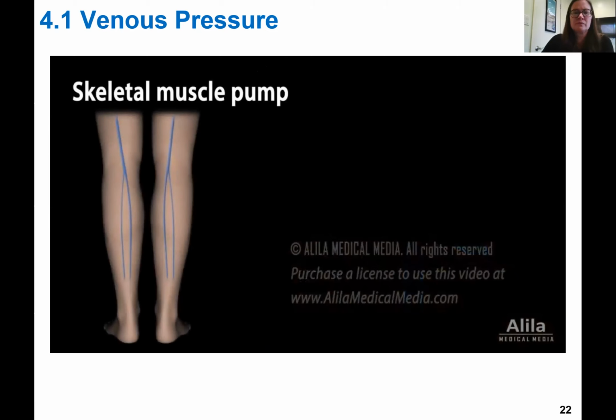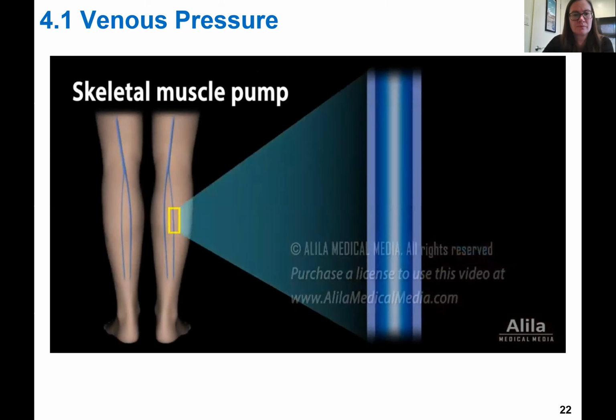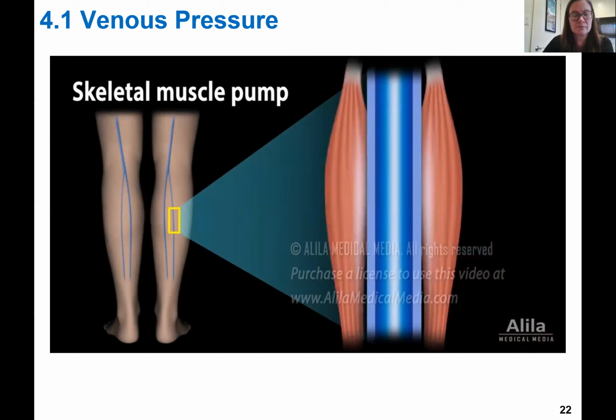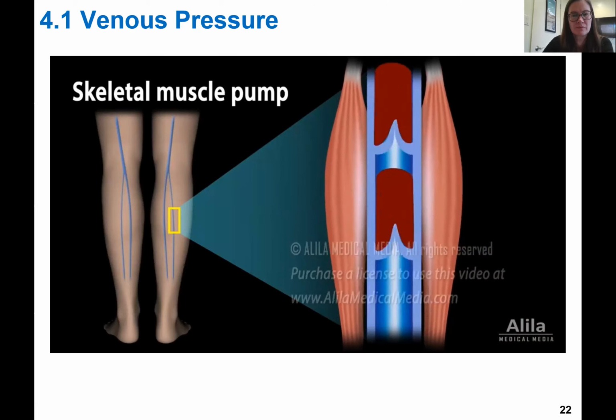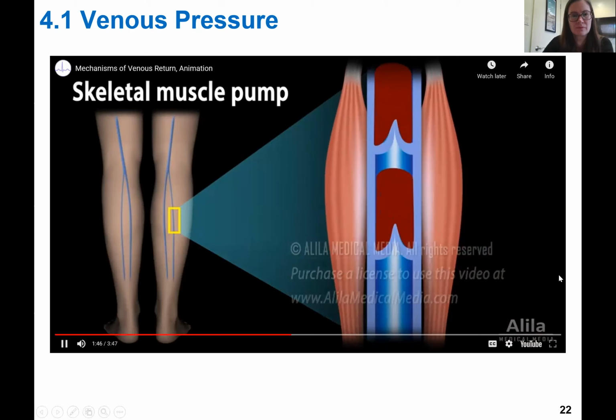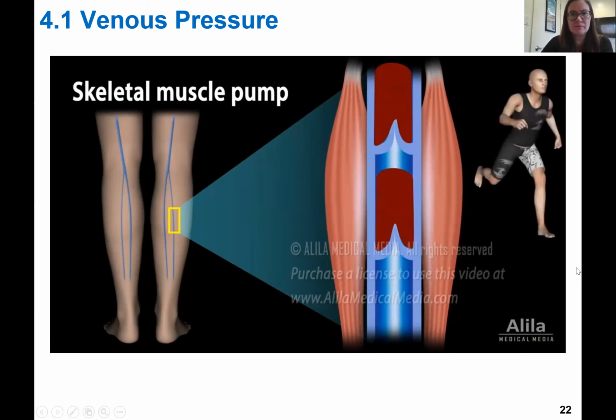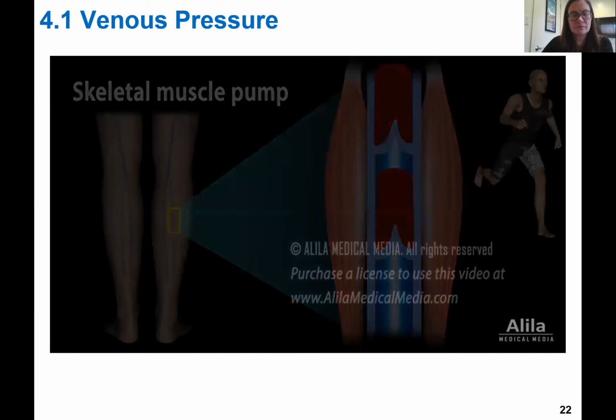Skeletal muscle pump. Veins in the arms and legs are surrounded by skeletal muscles. They also have one-way valves in their walls that only open for upward flow. During everyday activities, such as walking, the muscles contract and squeeze blood in the veins upward toward the heart. The one-way valves prevent blood from flowing down again when the muscles relax. This is one of the mechanisms by which physical exercise increases cardiac output to meet the body's needs.